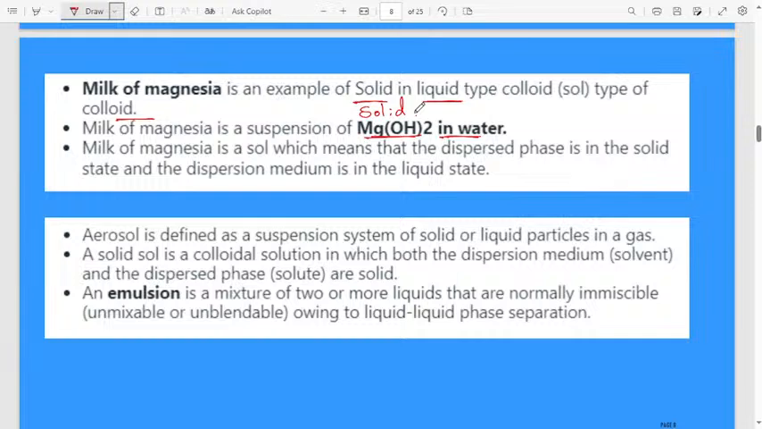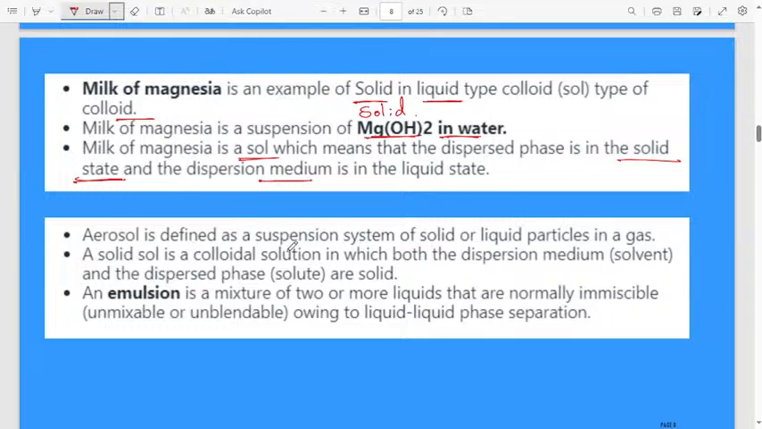Milk of magnesia is a sol. Sol is one of the types of colloid. Don't get confused between colloid and sol; both are almost the same, which means that the dispersed phase is in the solid state and the dispersed medium is in the liquid state. Here the dispersed phase is Mg(OH)2 and the dispersed medium is water. Let us come to the next one, aerosol.